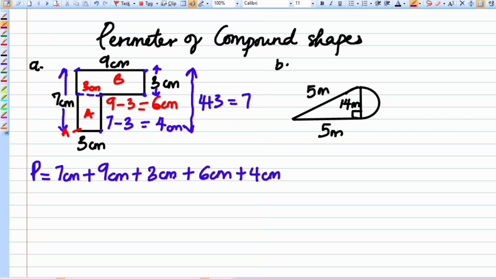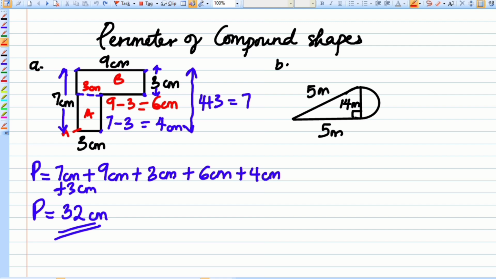So when we have that place at 4 cm, from our last point, we go from this point back to A, which is 3 cm. So plus 3 cm. So that will be our answer. The perimeter would be 7 plus 9, which is 16. 16 plus 3, 19. 19 plus 6, that should be 25. 25 plus 4, 29. 29 plus 3 is 32 cm. So the perimeter of that shape in question A is 32 centimeters.